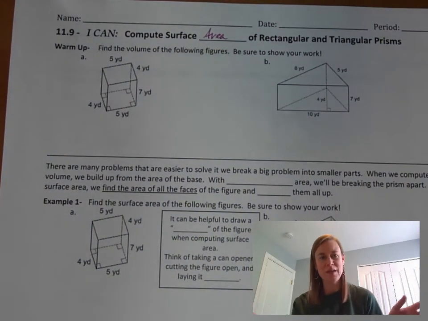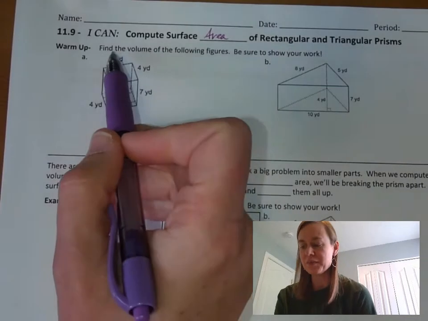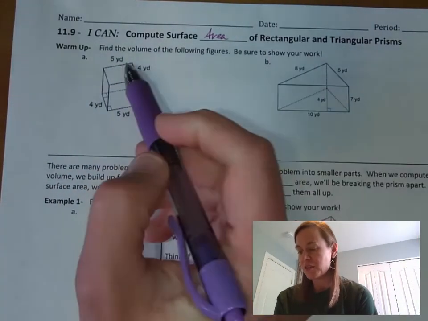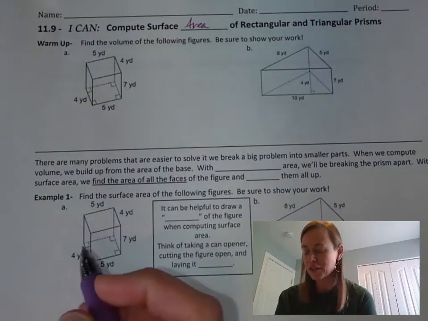Okay, so let's do our warm-up. In the warm-up we're going to be talking about volume some more. So find the volume of the following figures. Okay, so let's find the volume of this guy. This is a rectangular prism.